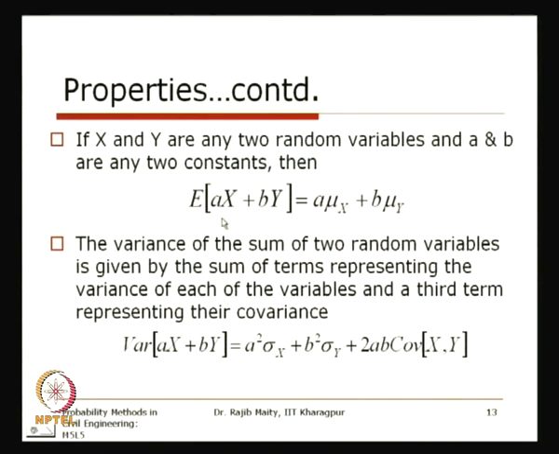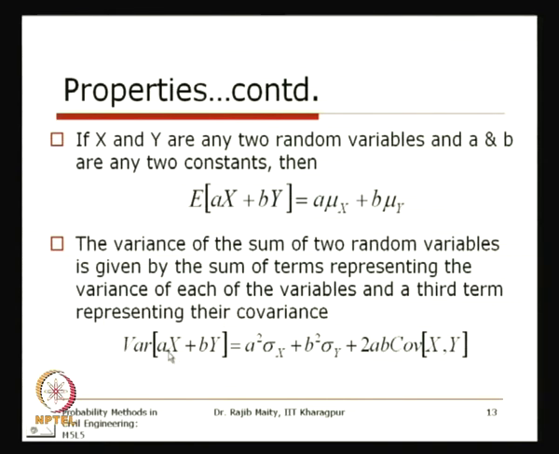Earlier, in the context of a single random variable, when we were considering the variance, we also saw that whatever constant is multiplied, when we take it out of the variance operator, comes out as a square. We can take it out, and then the variance of the random variable remains. But when we consider more than one random variable, a new term, the covariance, also comes into the expression. That is, the variance of the sum of two random variables is given by the sum of terms representing the variance of each variable and a third term representing their covariance.